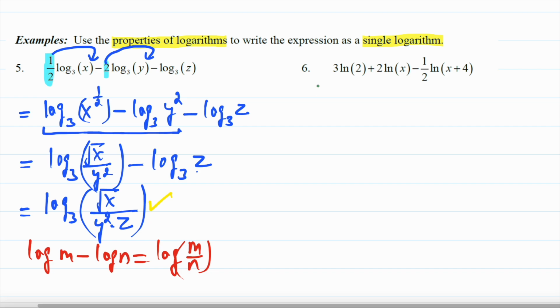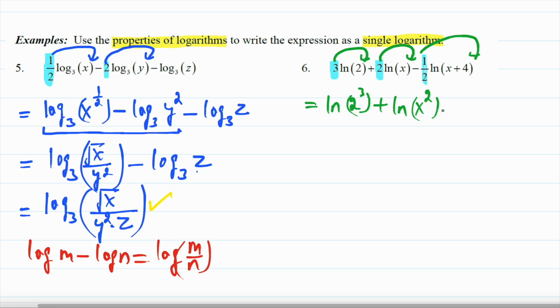Now let's look at question number 6 again. You will notice that 3 is in front of log, 2 is also there, 1 over 2 is also there. Your first step is to make them exponents of these numbers. This is the third property we are using. So once you do that, it will be natural log 2 power 3 plus natural log x power 2 minus natural log x plus 4 power 1/2.